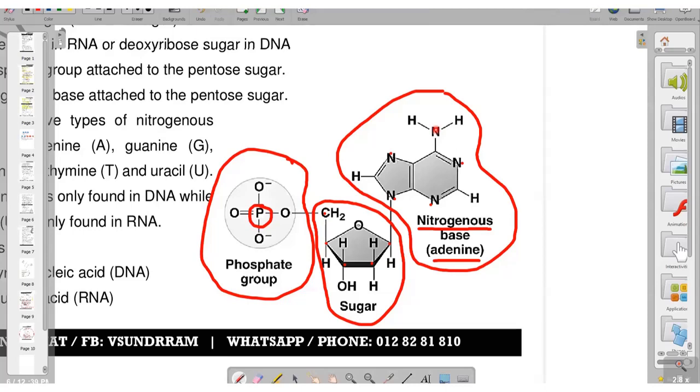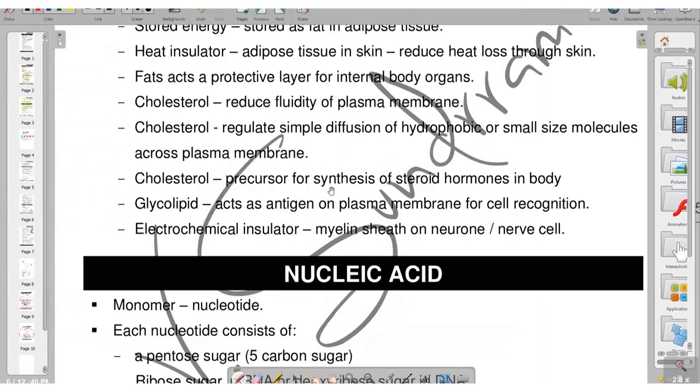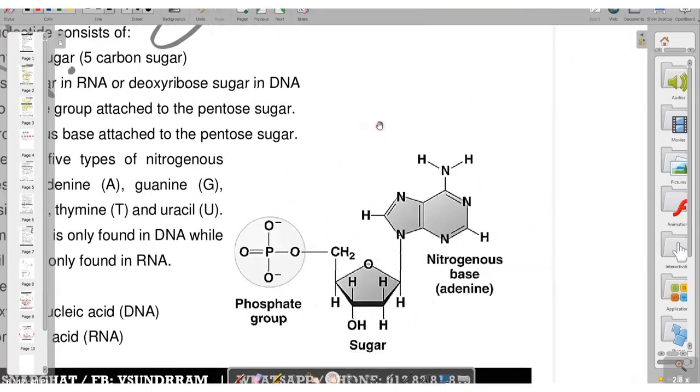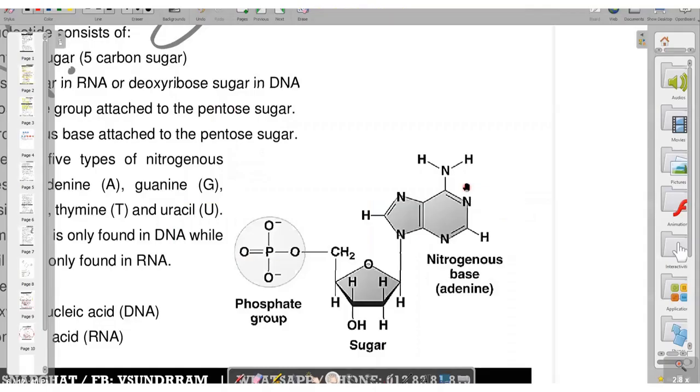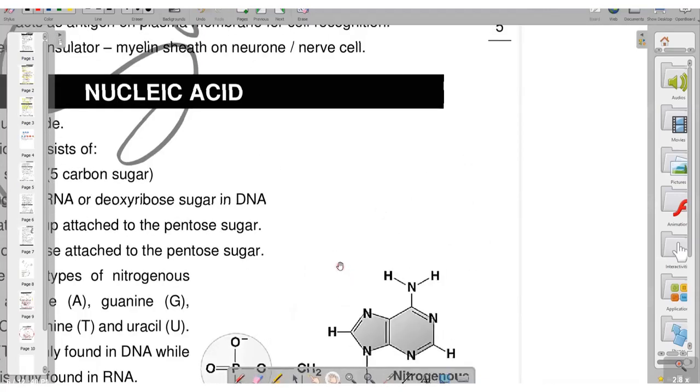But this diagram here is too detailed for your level. I'm just showing you how they look. You need to know the shape that looks like this. As long as you know this is the phosphate group, this is the pentose sugar, this is the nitrogenous base, that is enough. We need to draw that in our notes. So we are going to draw the nucleotide in this empty space here.